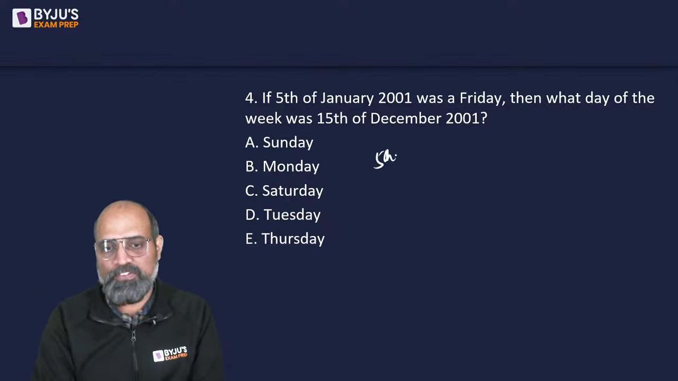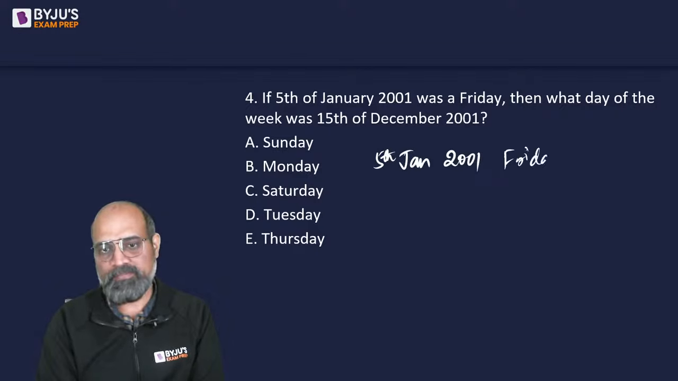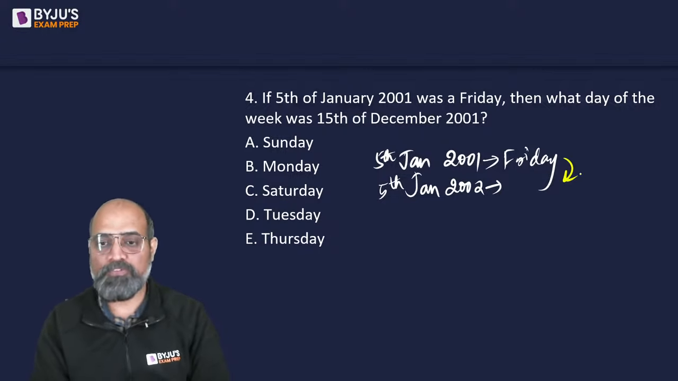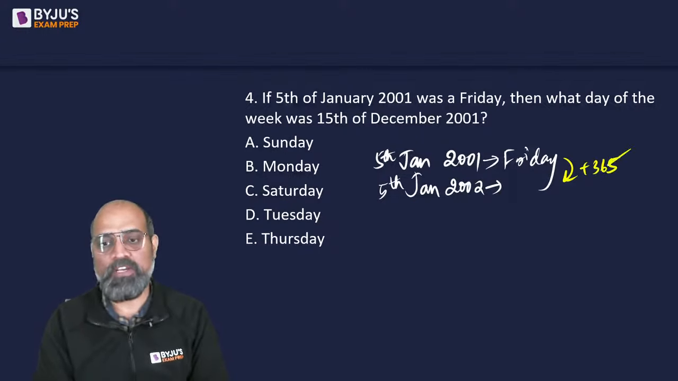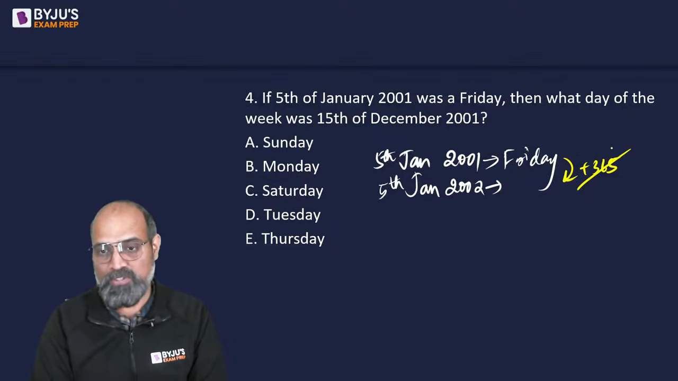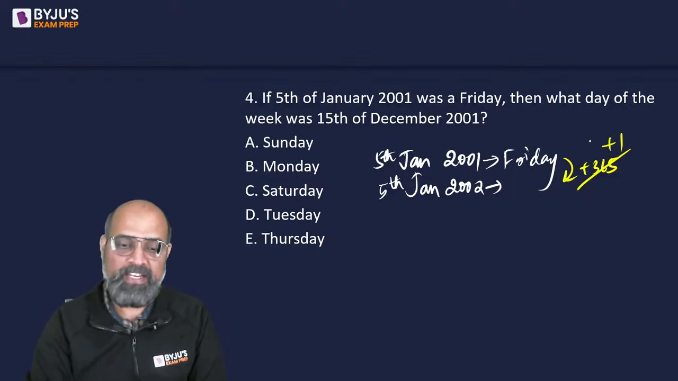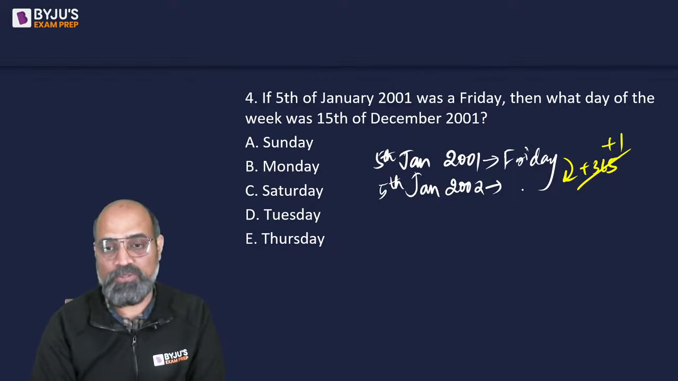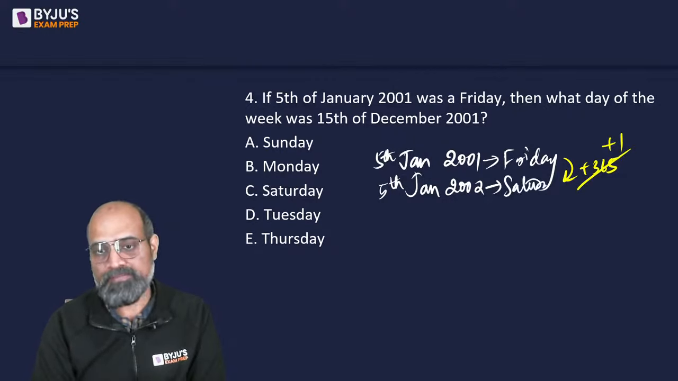So 5th of Jan 2001 is given to us as Friday. So 5th of Jan 2002 is going to be which day? We will have to move 365 days ahead only, because it's a non-leap year. Both are not leap years, so we don't have to worry about anything. That means one extra day, which will take us to Saturday here.